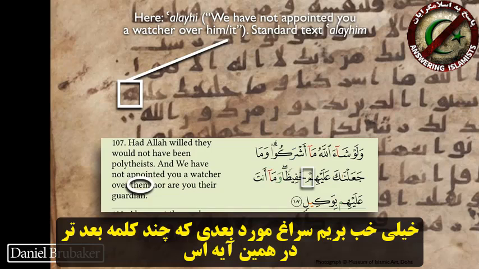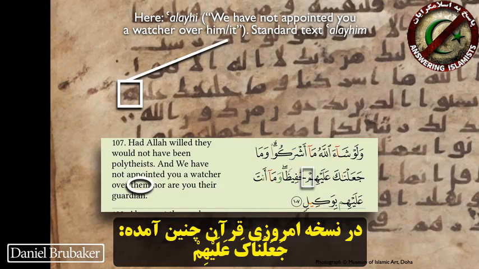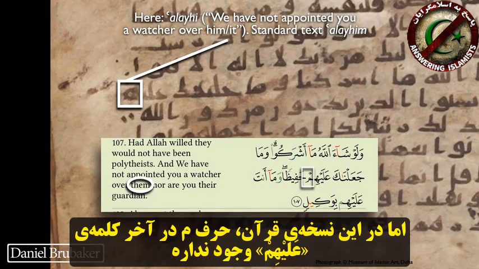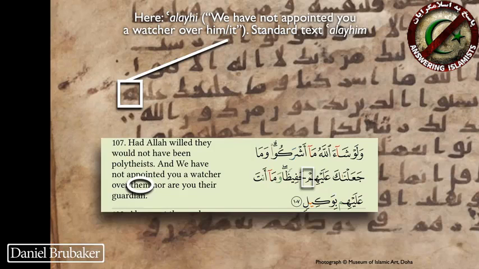Okay, we're just going to move a few words later in the verse here, and in the Hafs text, this verse reads, "Ja'alnaka alayhim." We have brought, or we have appointed over them, you as a watcher over them. The word watcher is the next word, hafiz. In this manuscript, however, the final letter, the mim, is absent.